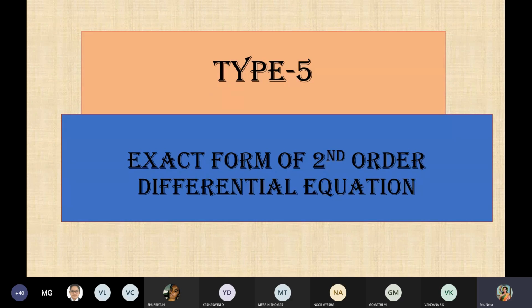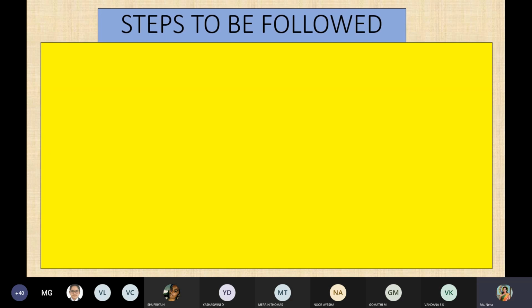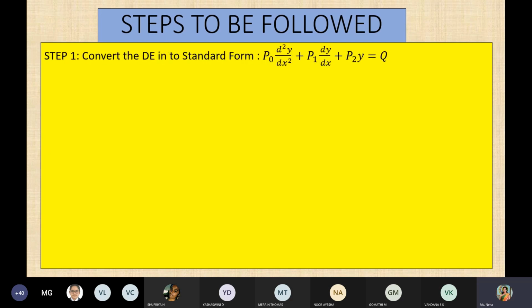Form of second order differential equation. There are certain steps that we have to follow. These steps are entirely different from the previous steps that we were doing. If you remember, what was the coefficient of d square y by dx square in the previous types?